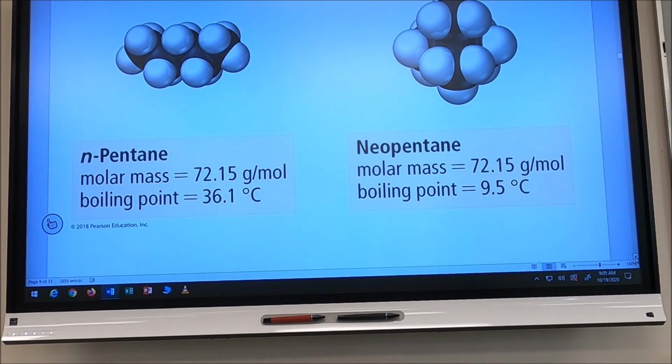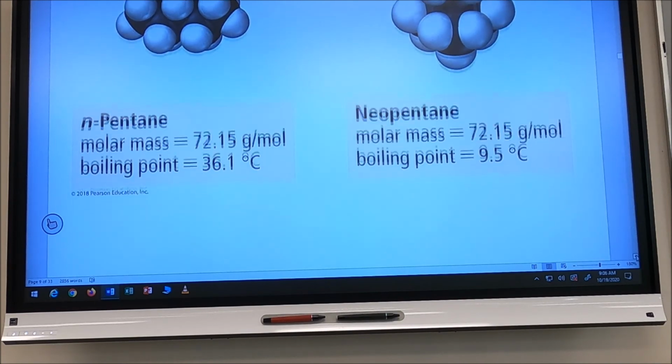The boiling point of N-pentane is 36.1 degrees C. The boiling point of neopentane is 9.5 degrees C. The difference is the fact that N-pentane is elongated in structure, neopentane is spherical in structure. There's a central carbon and the 4 carbons on that one with the hydrogens on the outside. So the elongation of the structure leads to larger London force, which leads to a higher boiling point.